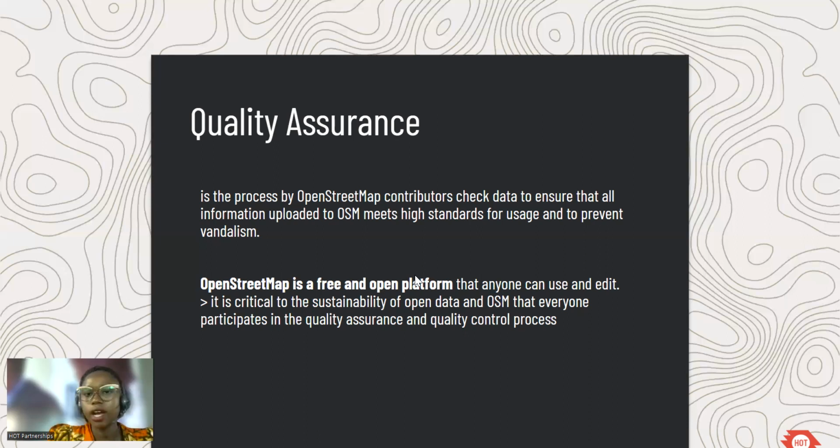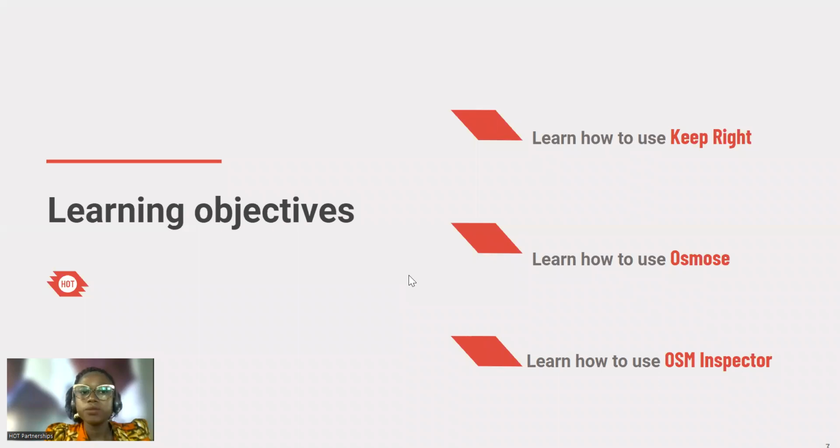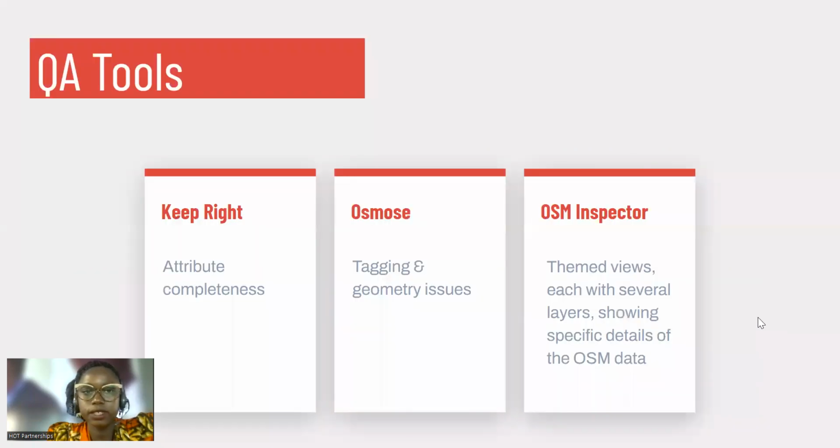As participants of OSM, we need to ensure that the quality assurance and quality control processes are carried out. So our objectives for today are to learn how to use KeepRight, OSMose, and OSM Inspector. These tools all work the same. Their interfaces and procedures are more or less the same, with just a few differences in the type of issues that they query.